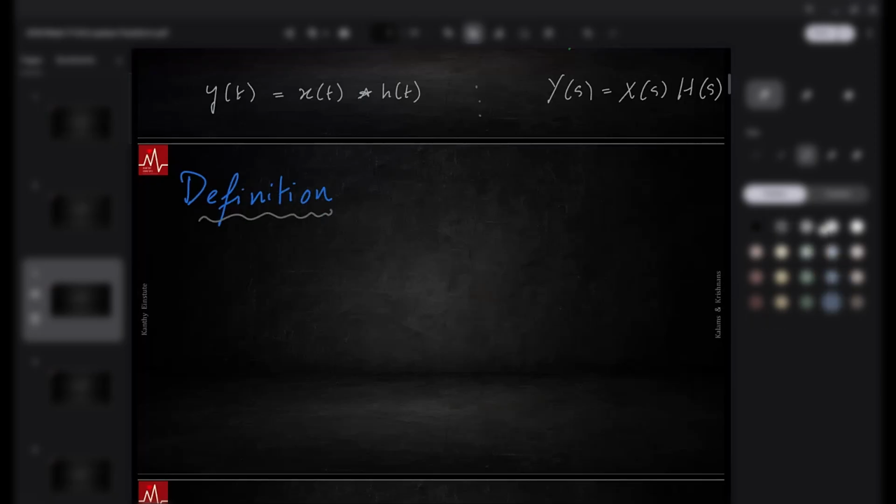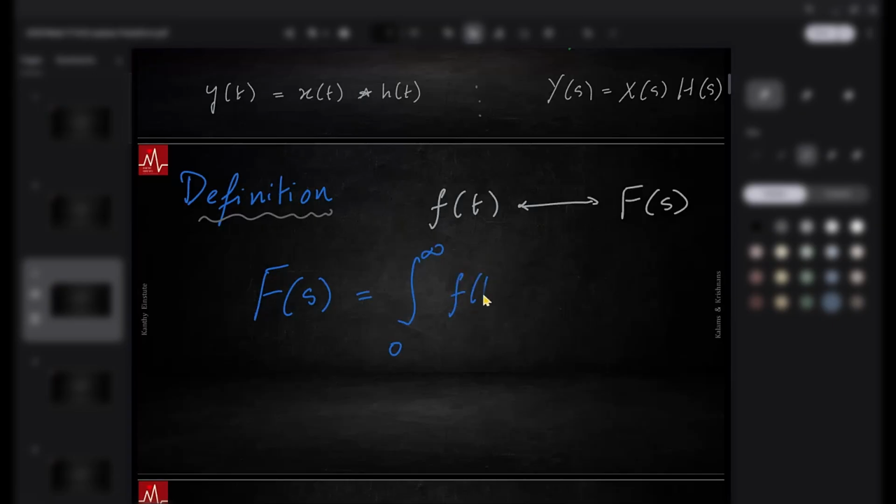So again, we write this as, notice you're going from f of t, this domain, to f of s. This is a notation for Laplace transform. F of s is defined this way: F of s is the integral from 0 to infinity of the original function f of t times e power minus st dt.